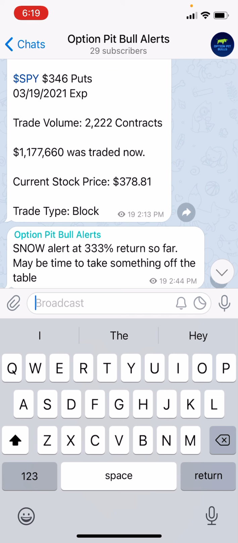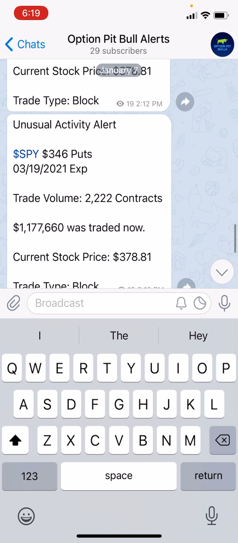You'll see here I alerted Snow the day before, and it had gone up 333%. Even though it looked like it was going to keep going, I always like to take profits off the table, especially if I'm over 100% return. So I did take half my position off the table. I did regret it shortly thereafter as it kept going. However, I kept half of my position, so it wasn't too bad.